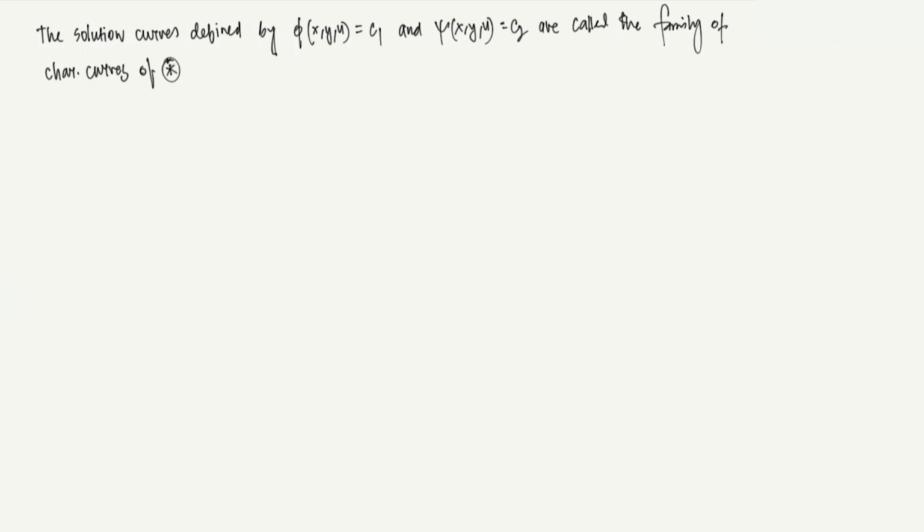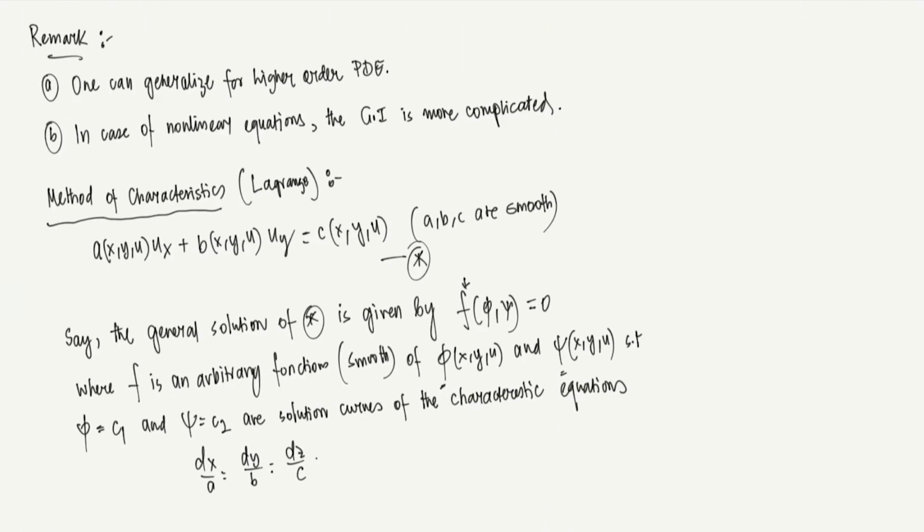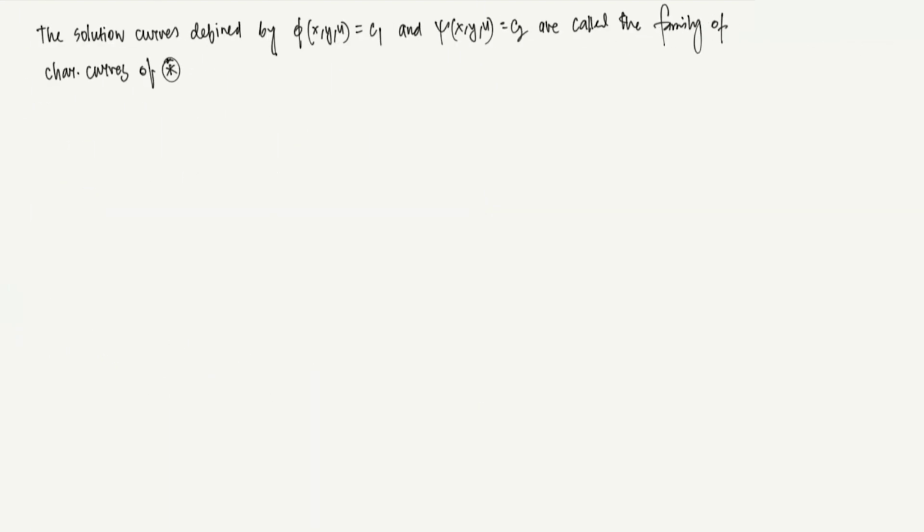Once we have this, how do we solve problems? Let me again recall. We have this star, the equation we want to solve. What we are assuming is that the general solution will look like a small f of a function of phi and psi. What are phi and psi? They are such that those functions will be constant along the solution curve. That's the only property. So this is basically kind of a proof if you think about it. The general solution will always look like this. That's the point.